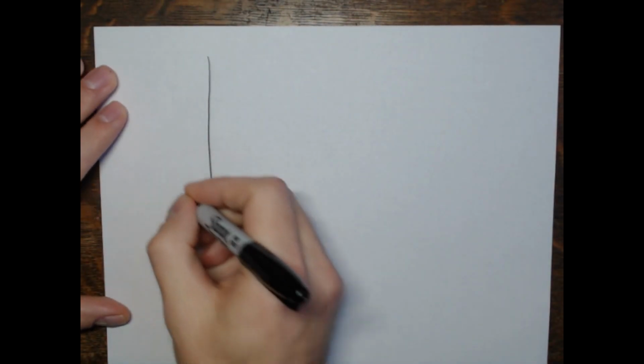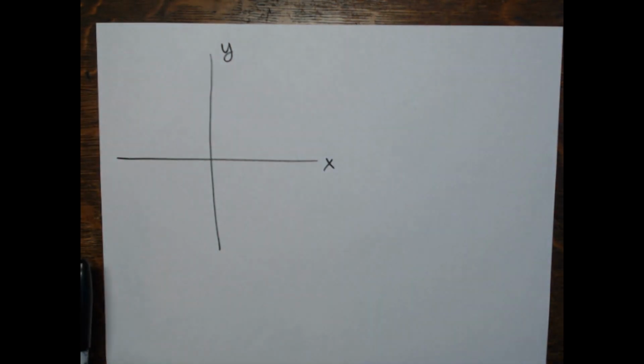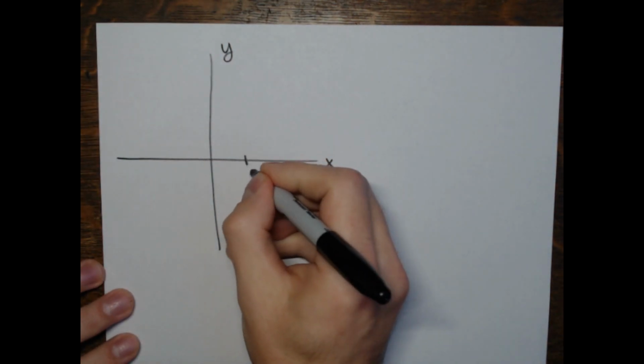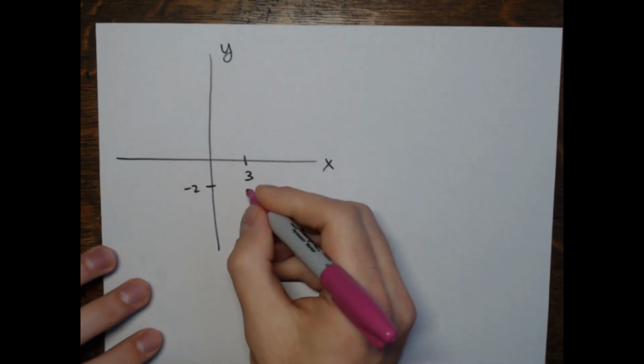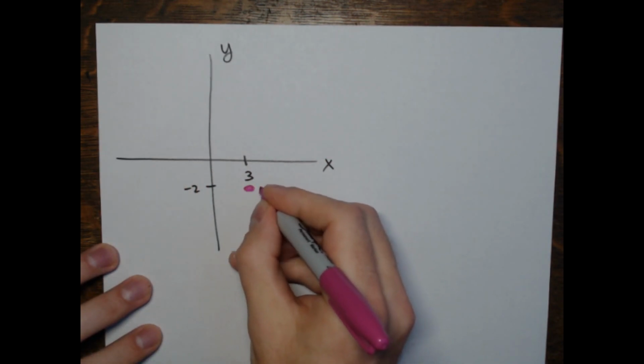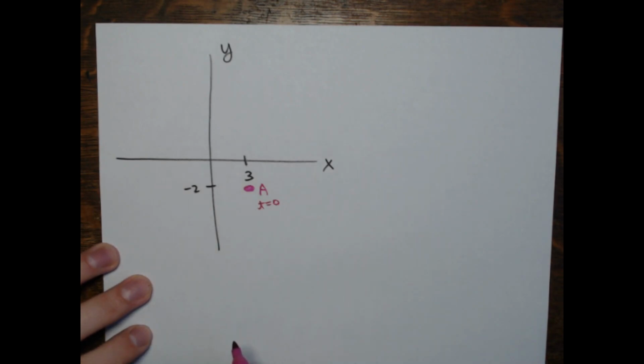So here's the XY plane, and we're moving from the point 3, -2, right? So 3, -2 is the initial point. So this is what they were calling point A, and this is when t equals 0, right? I want to be there when t equals 0.